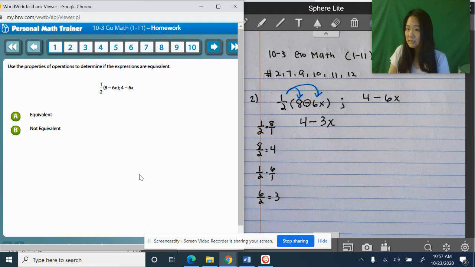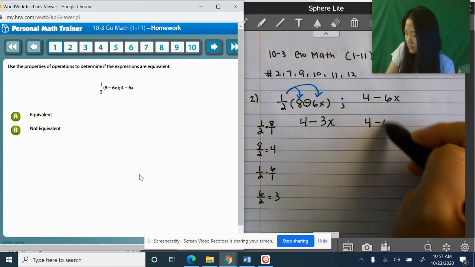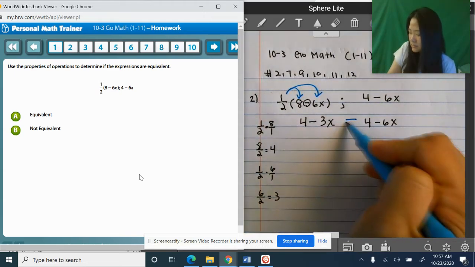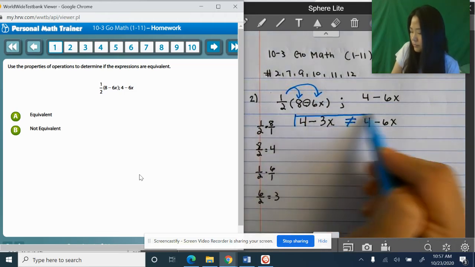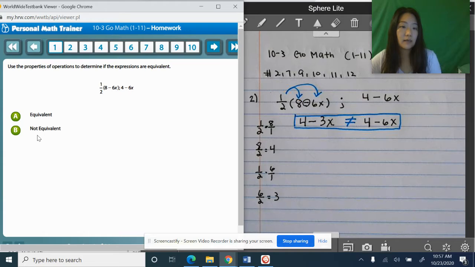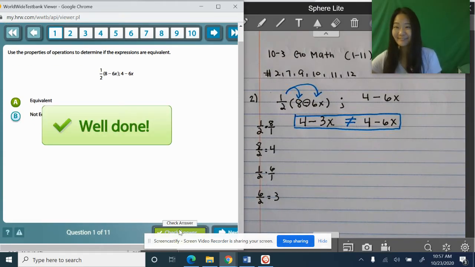And the question is, is this equivalent to this one? And obviously, these are not equivalent. So the answer is no, they're not equivalent. All right, so if I click on B and check the answer, okay.